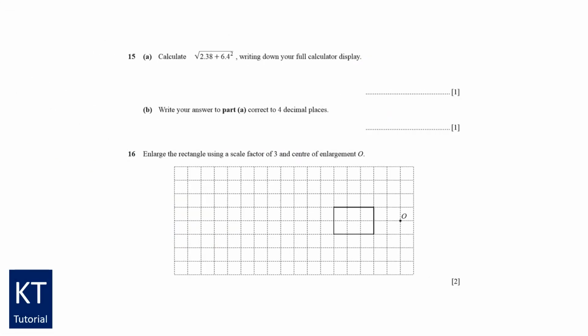Question 15. Calculate the given expression, writing down your full calculator display. What gets filled here depends on your calculator, but the front digits should remain as shown. Question 15b. Write your answer to part a correct to 4 decimal places. This is 6.5833. Question 16. Enlarge the rectangle using a scale factor of 3. Center of enlargement O. Each corner will see a threefold projection from O as shown on the diagram.